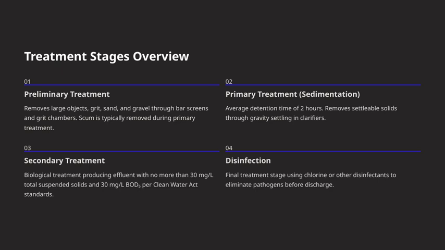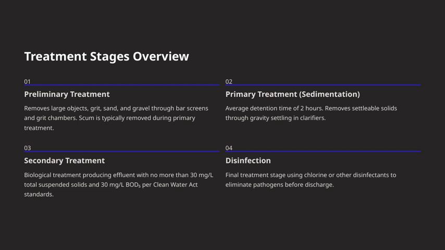First, we have preliminary treatment. This is where large objects, grit, sand, and gravel are removed using bar screens and grit chambers. Think of it as the initial filter to catch the big stuff. During this stage, scum is also typically removed, which helps prepare the wastewater for the next steps.